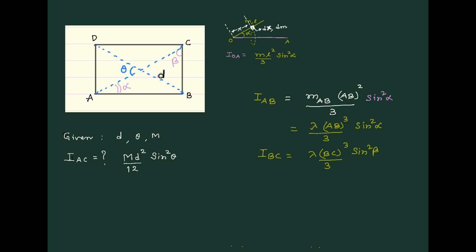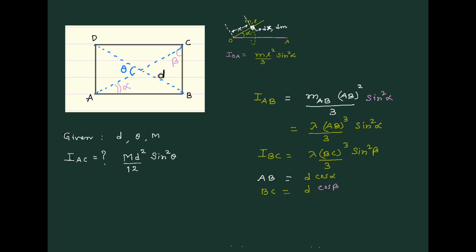And AB length and BC length can be written in terms of d and theta. AB will be equal to d cos alpha. And what about BC? This is BC, BC will be equal to d cos beta, right? d cos beta.